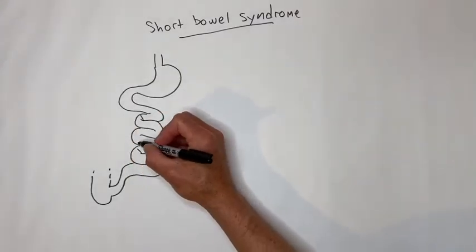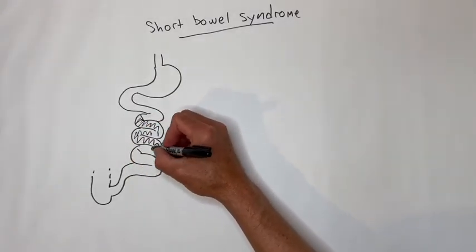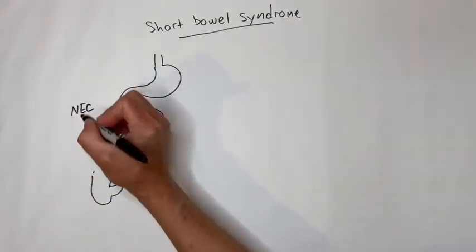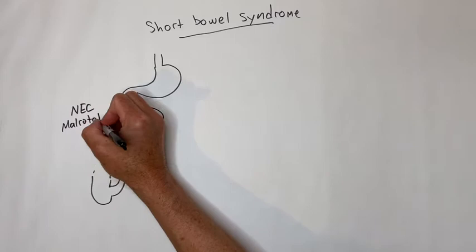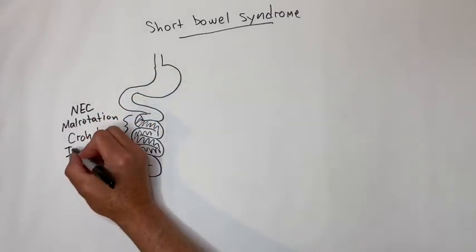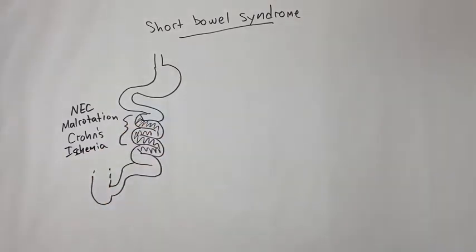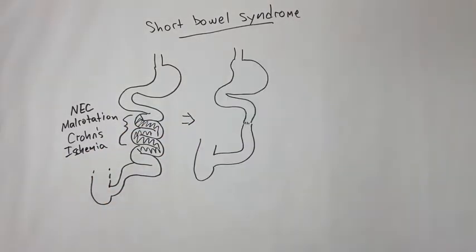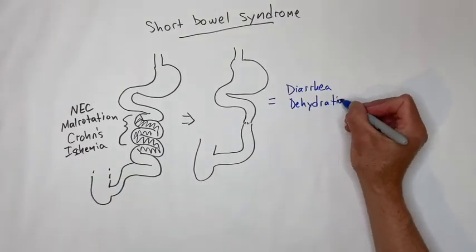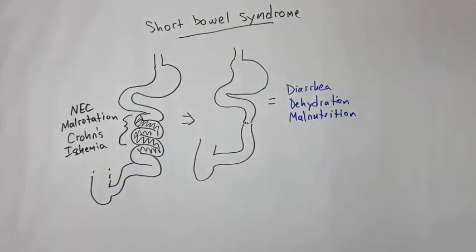Short bowel syndrome is the nutritional deficient state after massive loss of small bowel. Common clinical scenarios would be in children after necrotizing enterocolitis or intestinal malrotation, or in adults after multiple resections for Crohn's disease or ischemic disasters. Symptoms are severe diarrhea, dehydration, and malnutrition.